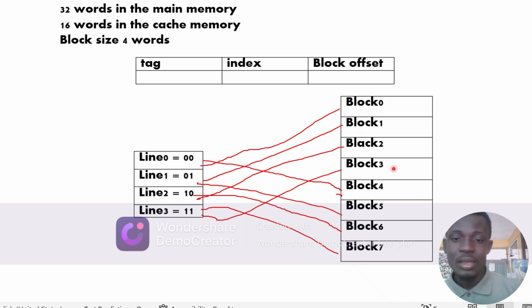Now we are done with this. Now we know how the main memory will be mapped to the cache memory.